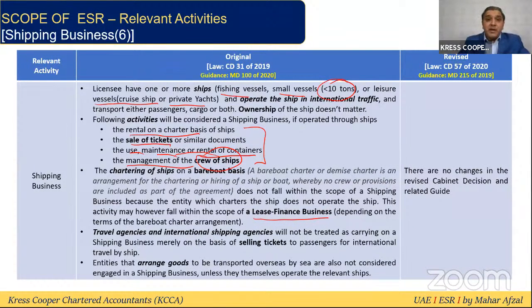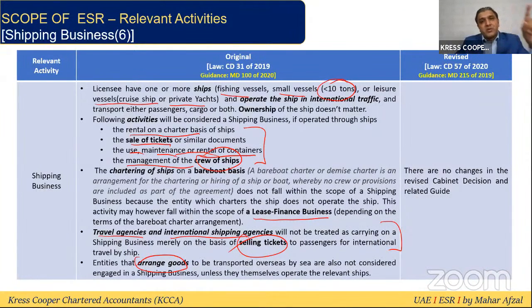So all the middlemen, like the companies or licensees which are arranging travel agencies, international shipping agencies which are selling tickets, will not be subject to ESR, along with entities which are arranging goods which are being shipped. So it will not be subject to ESR.